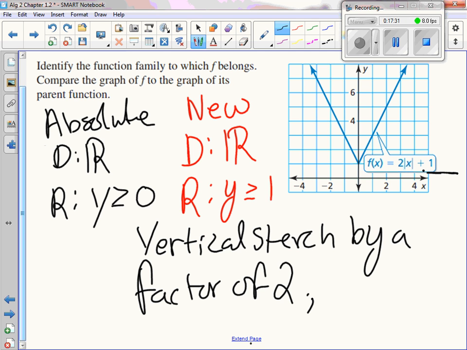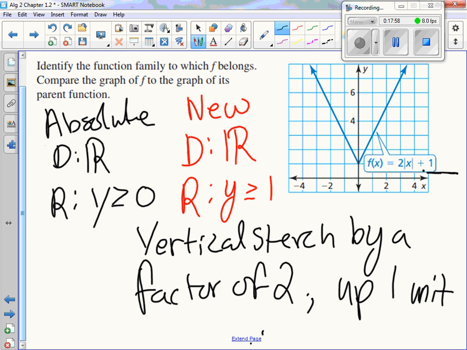Now what was the other part? Well, we had plus 1. What does the plus 1 tell me? It's moving everything up 1, and they'll call it up 1 unit. That's it. That is all we have for this one.